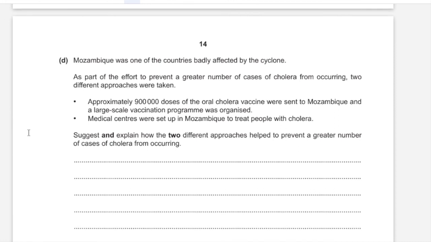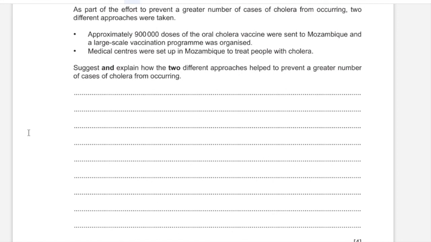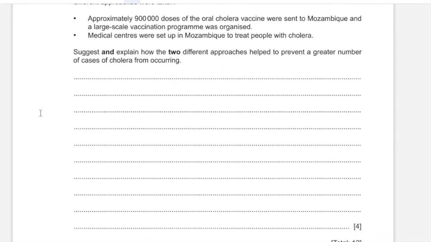Mozambique was one of the countries badly affected by the cyclone. As part of the effort to prevent a greater number of cases of cholera from occurring, two different approaches were taken. Approximately 900,000 doses of oral cholera vaccine were sent to Mozambique, and a large scale vaccination program was organized. Medical centers were set up in Mozambique to treat people with cholera. Suggest and explain how the two different approaches help to prevent a greater number of cases of cholera from occurring.